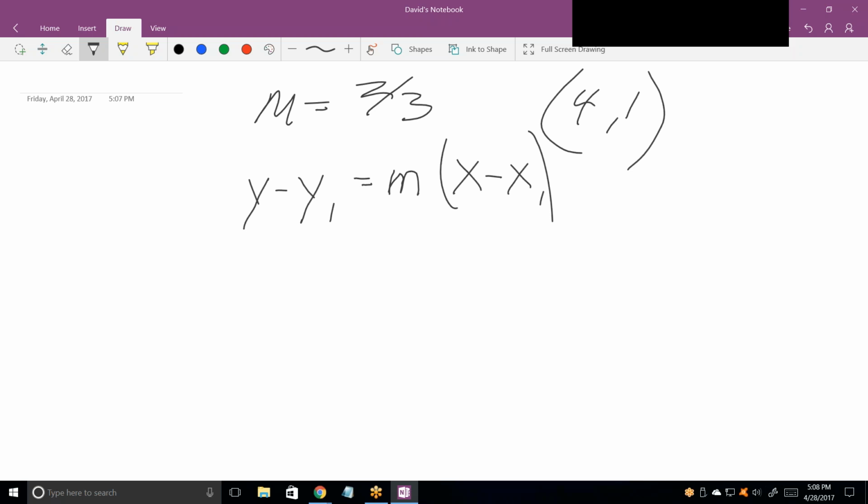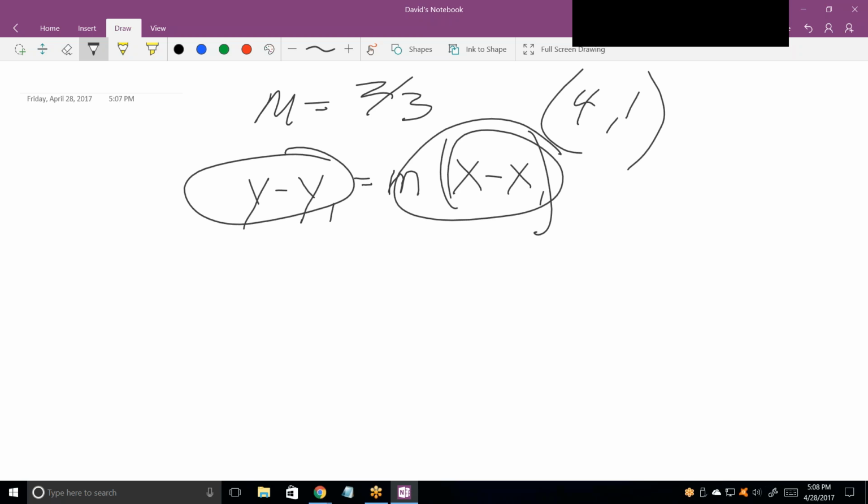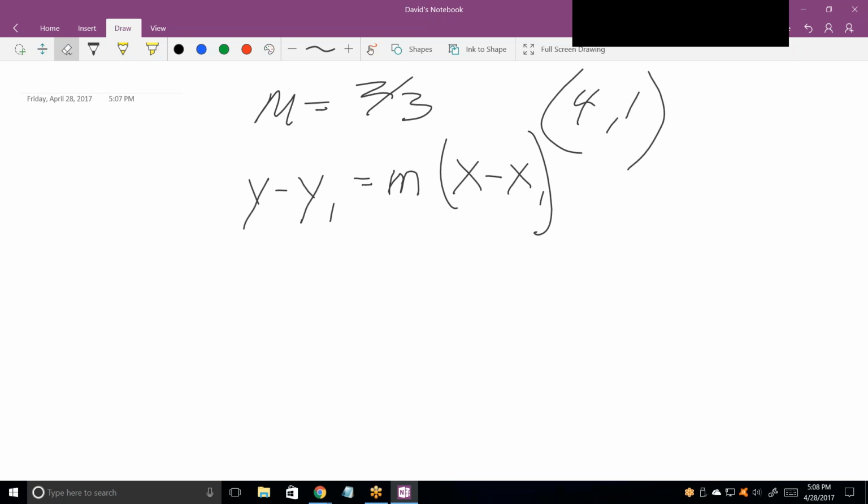Now, let me give you a little help for memorizing this in case you forget. Notice what m is. M is the rise divided by the run. So if you ever forget it, know that if I divide both sides by x minus x sub 1, I've got slope equals the difference in the y's over the difference in the x's. So that's an easy way to make sure you got that right.